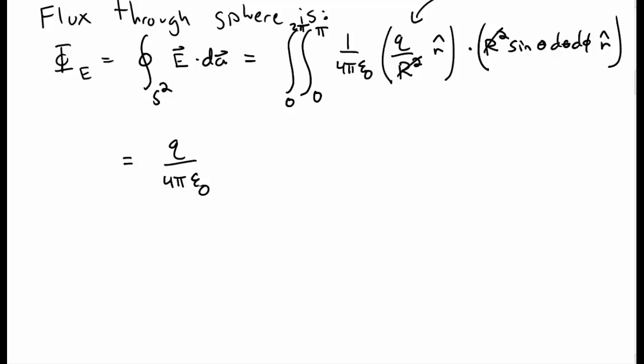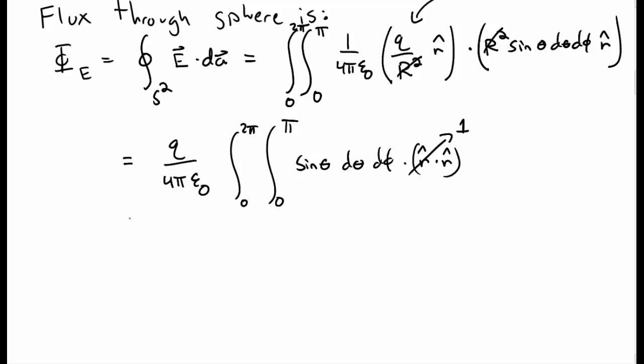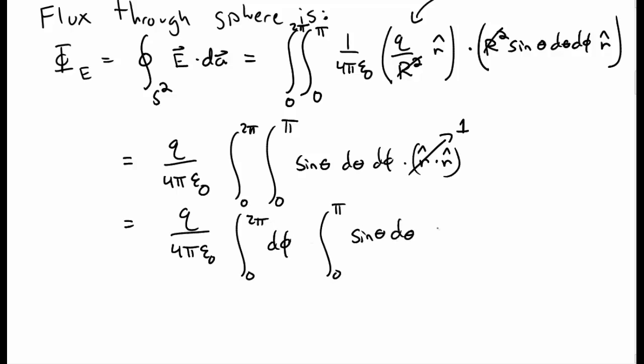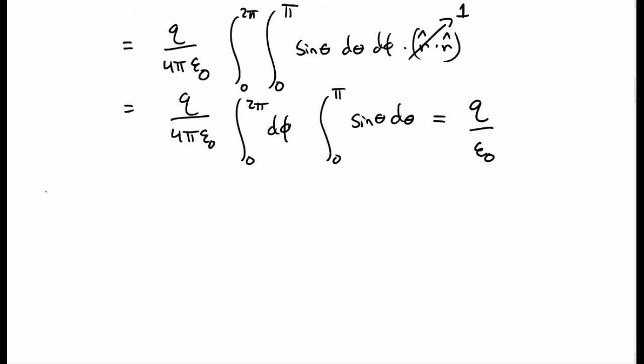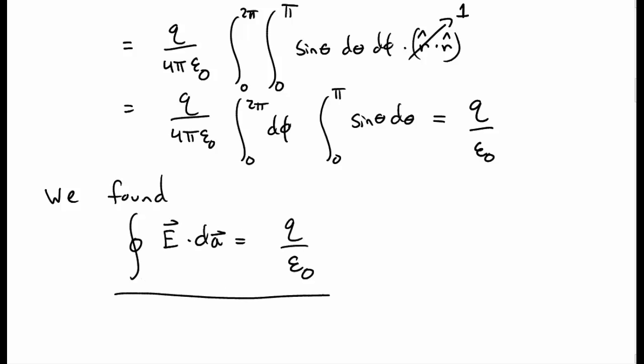The q over 4 pi epsilon naught we can pull out. Then we have two integrals here, and we're left with sine theta d theta d phi. There's an r hat dot r hat, but that's just 1 by definition. So we have q over 4 pi epsilon naught, the integral over phi, and then the integral over theta. Those two integrals give us a factor of 4 pi, so we're left with q over epsilon naught. Altogether, we find that the total flux through this surface, the integral of E dot dA, is equal to q over epsilon naught. And this is what we call Gauss's law.